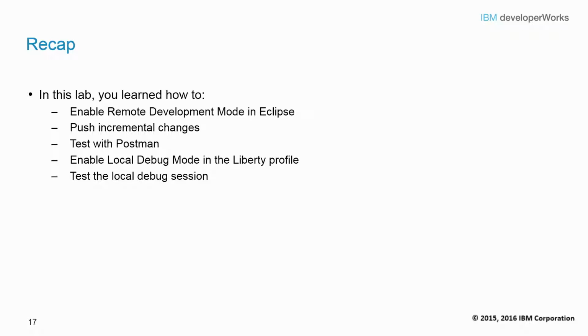To recap, these are the things you should have learned in this lab. You should be able to enable the remote development mode in Eclipse. This is for the remote Bluemix server. You should be able to push incremental changes to your remote Bluemix server. And you should be able to test with Postman the remote Bluemix server as well. You should also be able to enable local debug mode in the Liberty profile and test a local debug session. That's the end of this lab. I hope you've enjoyed it.